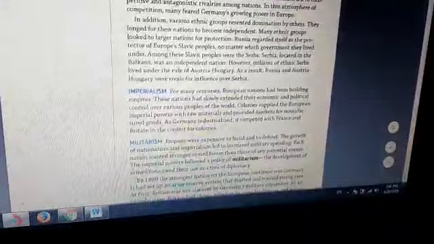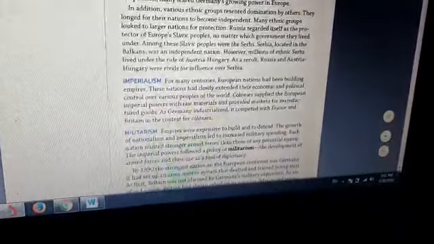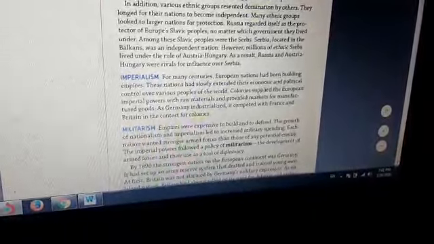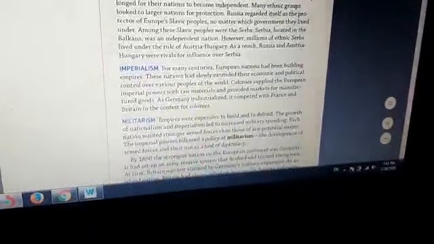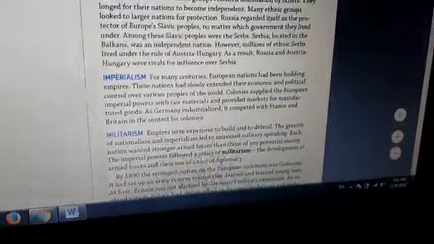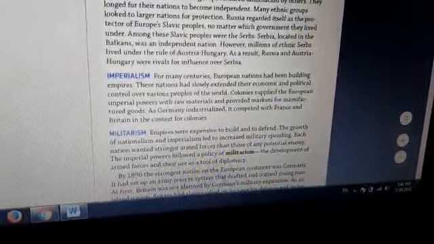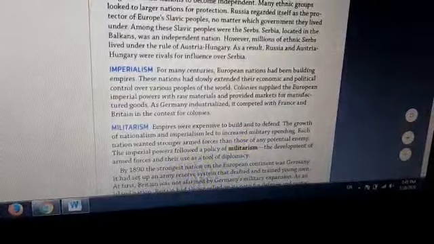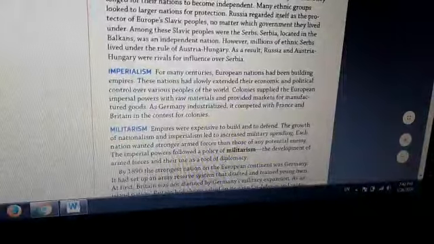Then the second cause of World War I is imperialism. So for many centuries, European nations had been building empires. These nations had slowly extended their economic and political control over various people of the world. Colonies supplied the European imperial powers with raw material and provided markets for manufactured goods.